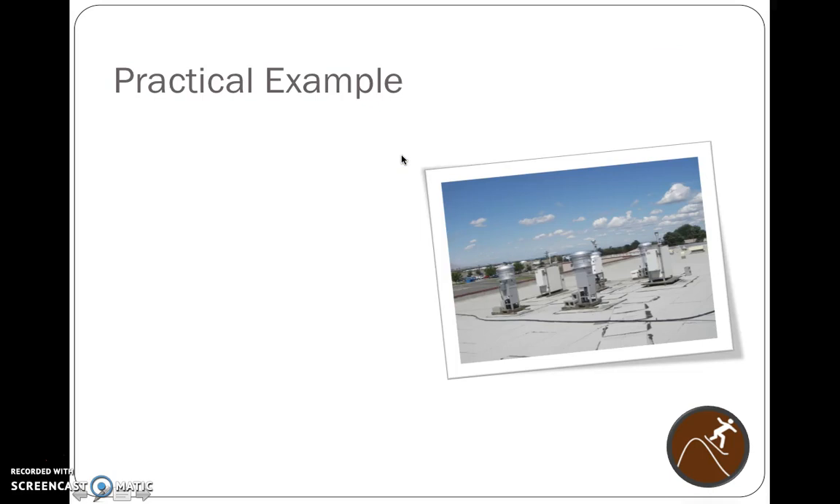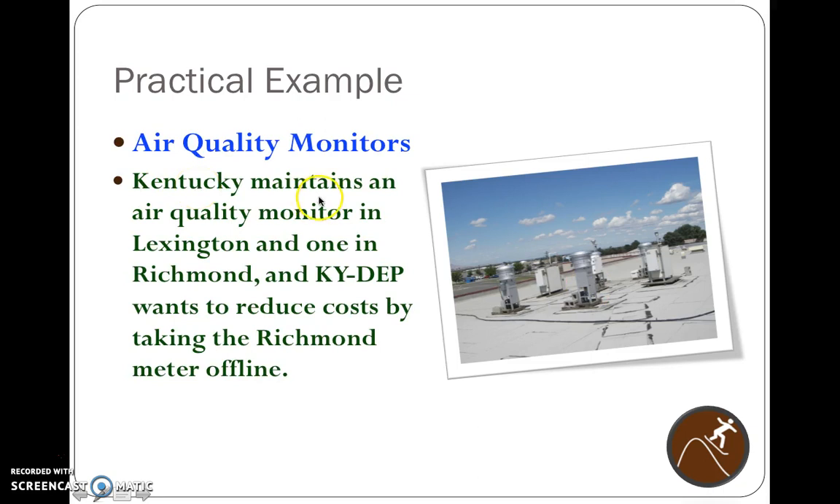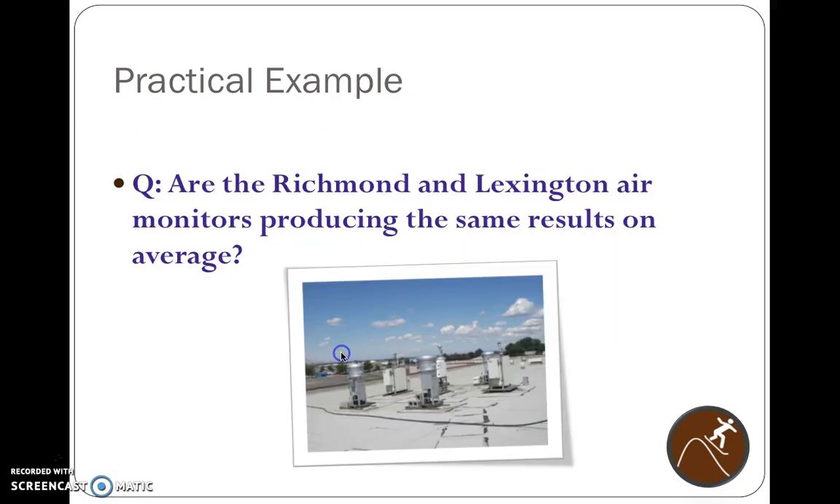A practical example might be like here. We've got these air quality monitors on top of a building, and maybe the state of Kentucky is maintaining air quality monitors in Lexington, and there's one in Richmond. And the Department of Environmental Protection is under financial constraints, and they need to reduce costs. One of the proposed suggestions is that we take the Richmond air quality meter offline. So should we do that? Will we lose data? Are we going to miss out on something?